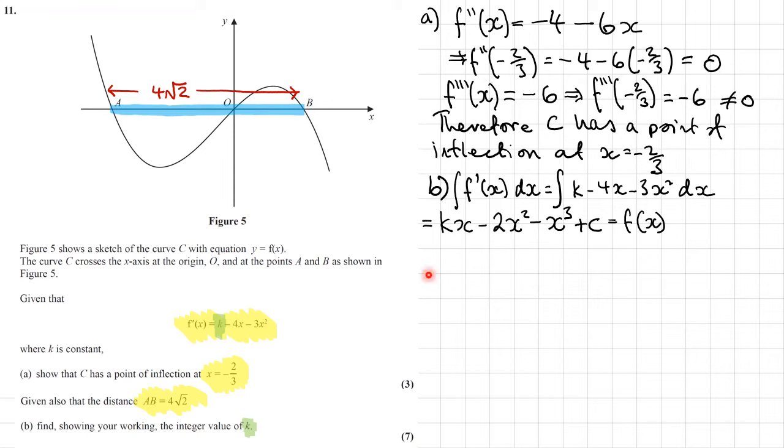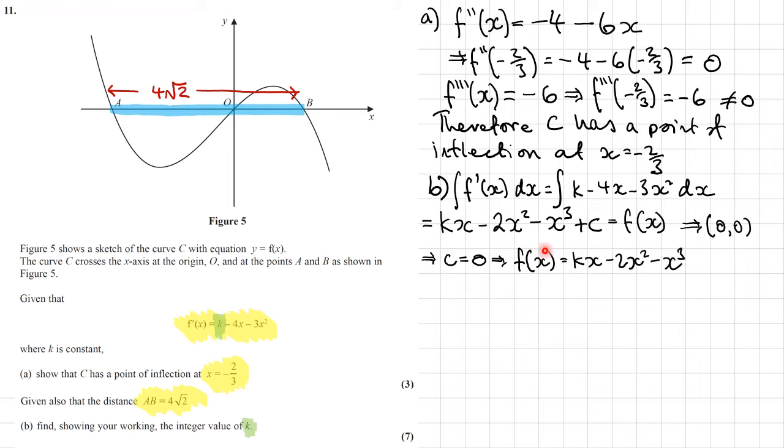Now that's the equation of C, and we're told C passes through the origin, so we can put 0, 0 into this and use that to work out what c is. If we put 0, 0 into it, we will get 0 here, we'll get 0 here, we'll get 0 here. We'll basically get c equals 0. So we can finish off and say f of x is equal to kx minus 2x squared minus x cubed.